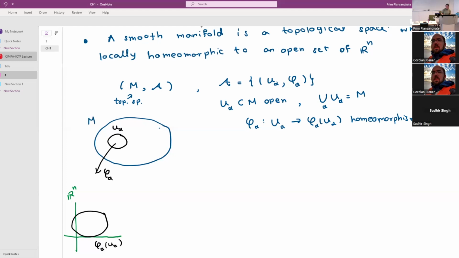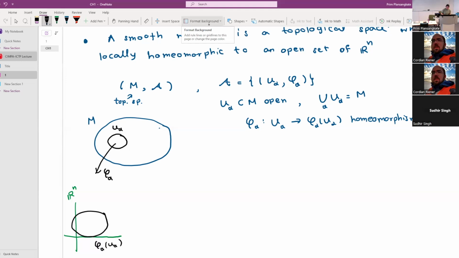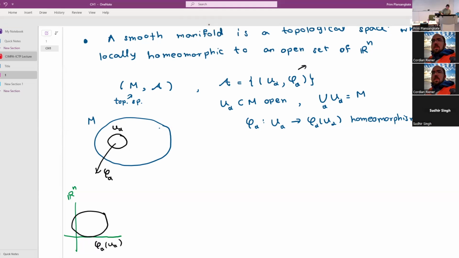So this is precisely what is meant by being locally homeomorphic to open sets in Rn. Each of these pairs is called a coordinate chart, and the collection of all coordinate charts is called an atlas, and it defines a smooth structure.